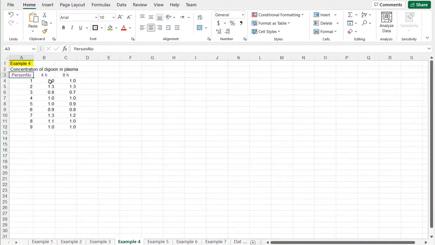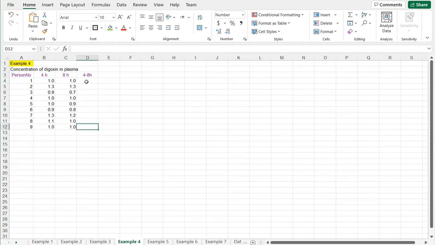So first off, we check normality. This is after 4 hours, after 8 hours. There are two things we can do for checking normality. We can check each of their normalities separately: check the normality of this, check the normality of that, and then see. Or we can do something quite different, where we do 4 minus 8 hours, and we'd do this minus this, this minus this, this minus this.